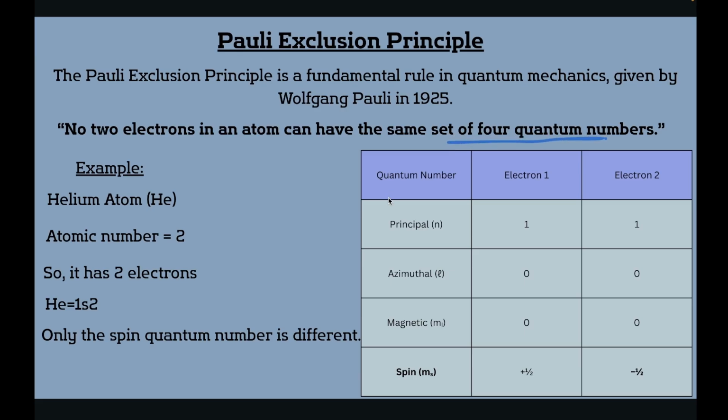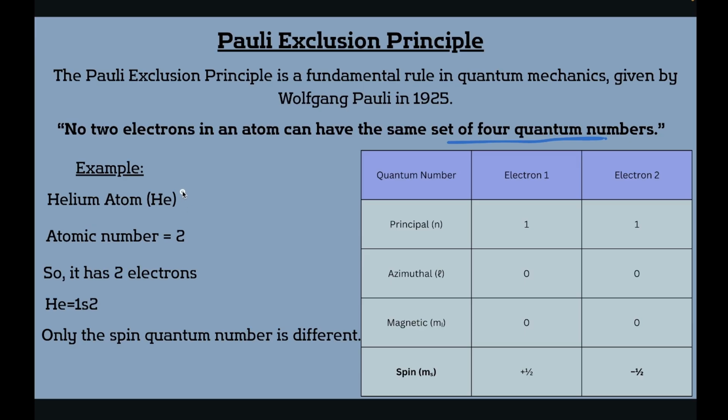That means each electron in an atom is uniquely identified by 4 quantum numbers: principal quantum number, azimuthal quantum number, magnetic quantum number, and spin quantum number. So each orbital can hold a maximum 2 electrons. The first three quantum numbers can be the same, but the fourth quantum number must have opposite spin.